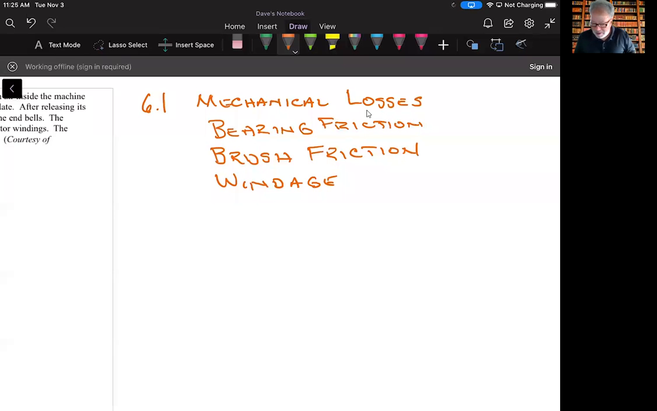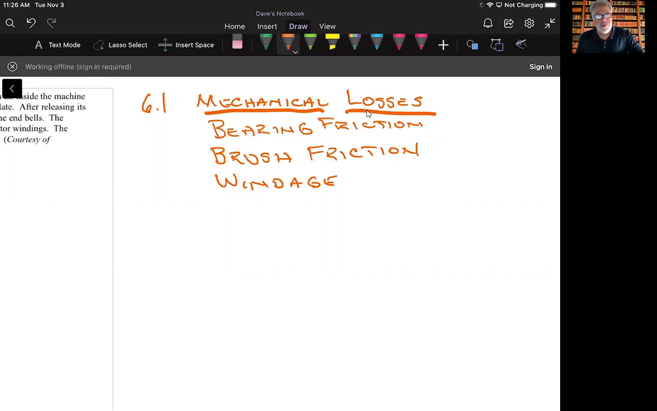Okay, so I've got the mechanical losses listed here, and most of it's pretty straightforward. We understand what a bearing is in the motor. It's where the shaft is seated in the bearing, and there are friction losses in the bearings. It depends upon the speed, the design of the bearings, and so forth. There's also brush friction, where the brush is actually set on the commutator, and there are friction losses there.